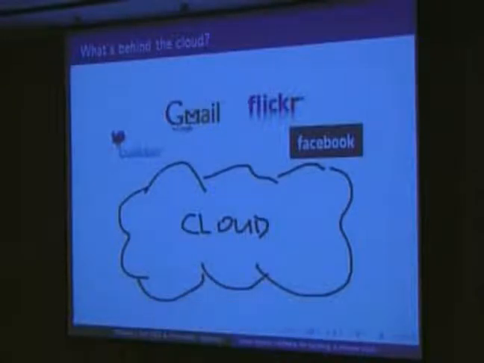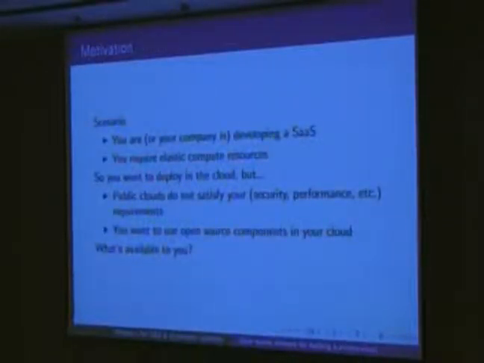Okay, so the question is, what is behind the cloud, right? So we all use a lot of cloud applications like Twitter, Gmail, Flickr, Facebook, but we don't know exactly what's happening behind the scenes. And the reason we want to know is if you're trying to develop a SaaS application and you require elastic compute resources, and you want to deploy in the cloud, but you can't use a public cloud like Amazon because of security or performance requirements. So you want to use open source components in your cloud. So the question is, what's available to you?